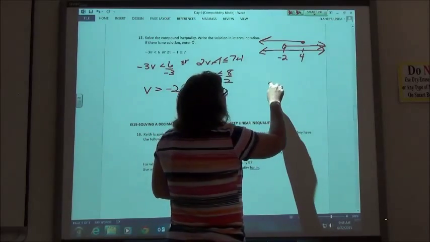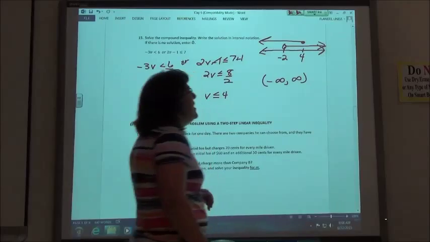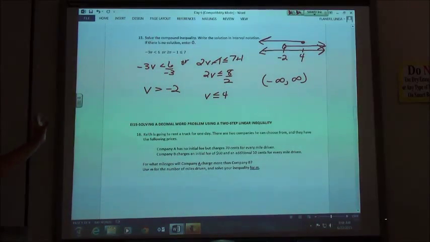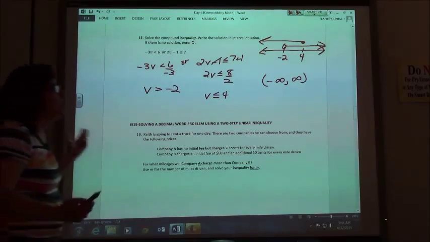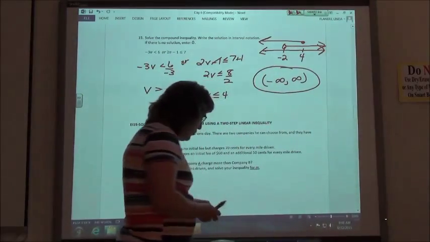So my answer on this one is that I shaded all the numbers from negative infinity to positive infinity, either a value that's greater than negative 2 or a value that's less than or equal to 4. So every number would fit into that list. And so my answer would look like that.